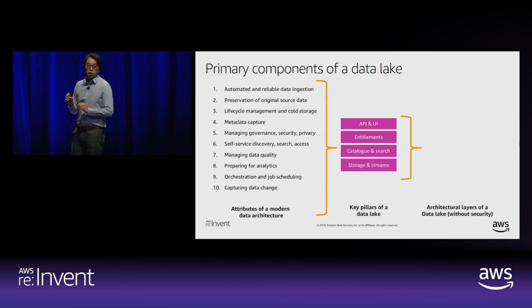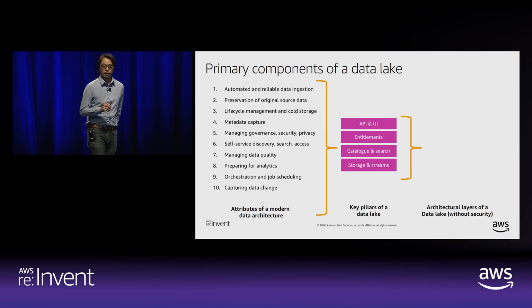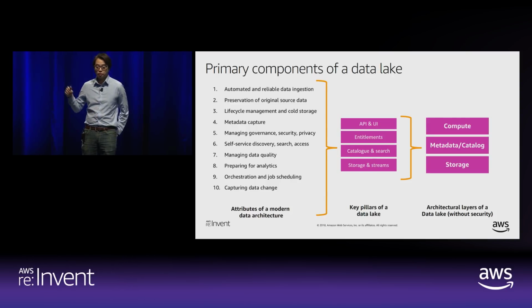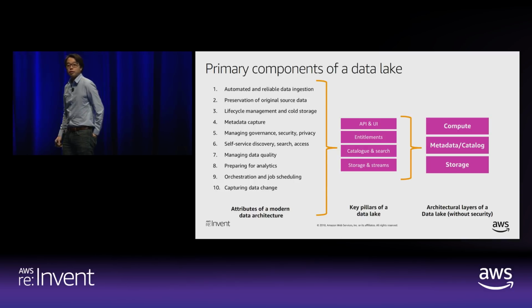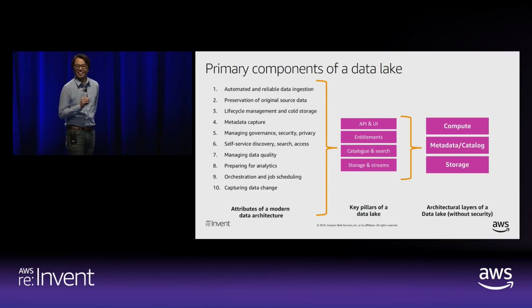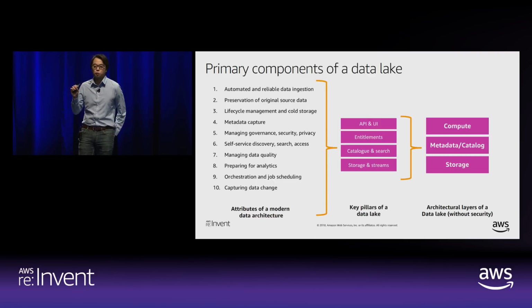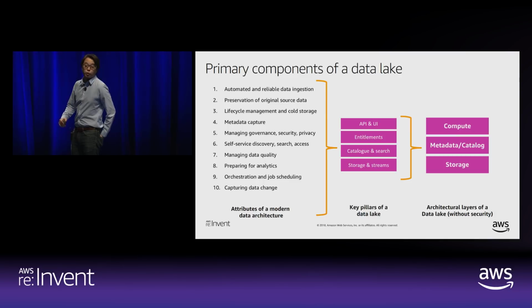I want these pillars to be the fundamental guide through which we look at how we secure a data lake. For the rest of the session, I want to boil this down to three lower-level components: compute, catalog, and storage. You'll notice down there that I'm saying architectural layers of a data lake without security. That's kind of strange, right? We're in a security session right now, but I'm saying no security. But I have a good reason for that, and I'll dive into that later in the session. So let's quickly go through what each layer is comprised of.